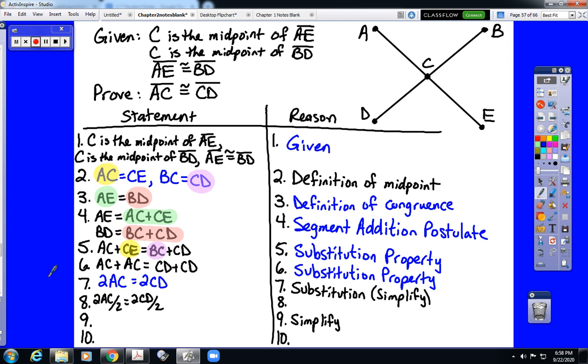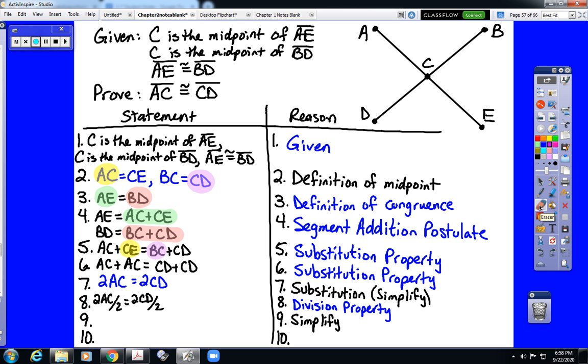Now everything is starting to look like what we're trying to prove. The problem is now we have these 2's that we need to get rid of. Well, that's easy. There's a 2 on both sides. So we use in step 8 the division property. Notice we're showing division by 2. So we're dividing each side of the equation by 2.